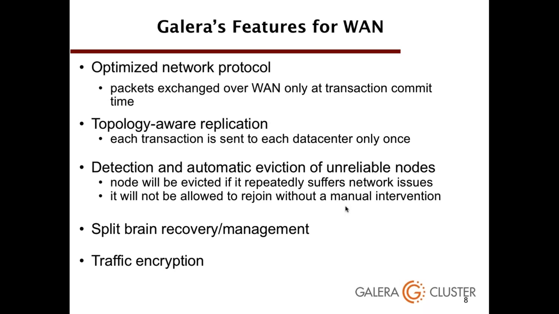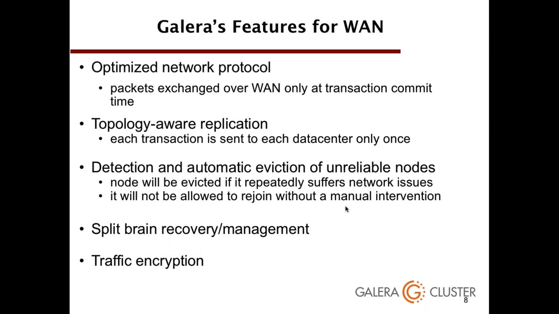And so we don't send any messages between the data centers for nothing, only when the transaction is committed. It's topology-aware replication, which means that we only send the update to the data center once, and then we replicate the data inside the data center to the cluster. We also can find out if there are any issues with the network, and will evict any nodes that are unreliable. Also, we do manual intervention, manual joining when the nodes are brought back to the cluster again. We have split brain recovery and management.